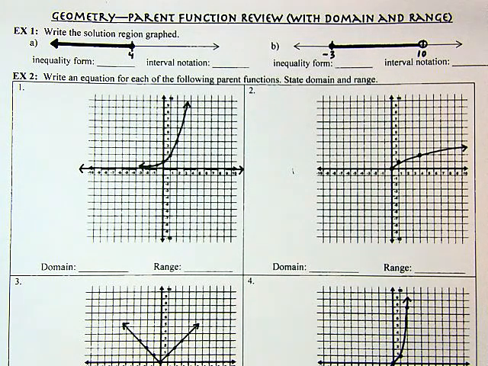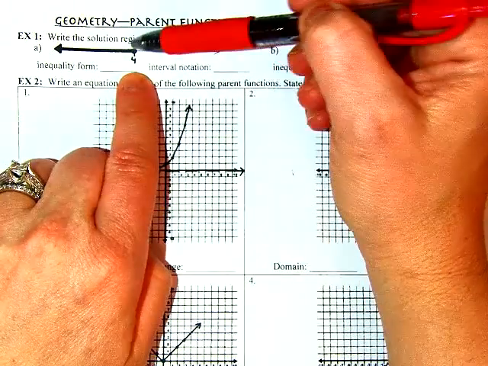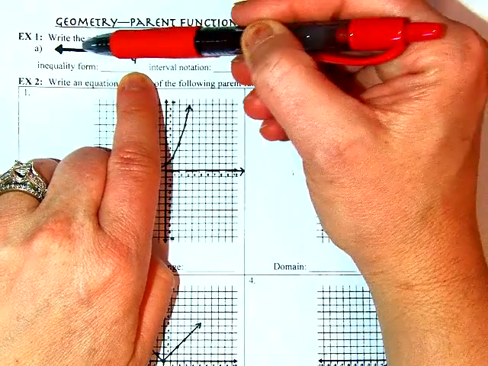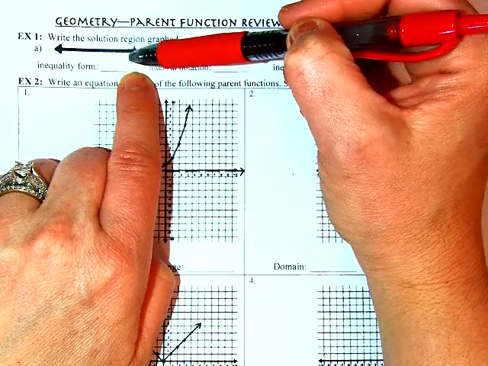All right, today we are circling back to parent functions, and we want to talk about domain and range. So first up, I'm saying write the solution region that is graphed. So I can see an inequality. I can see that my solution region would be 4 or anything to the left, anything below it.